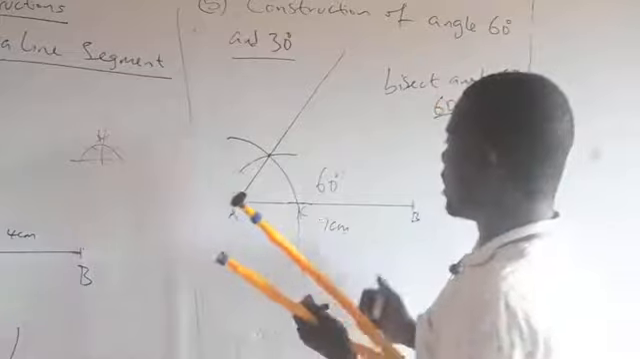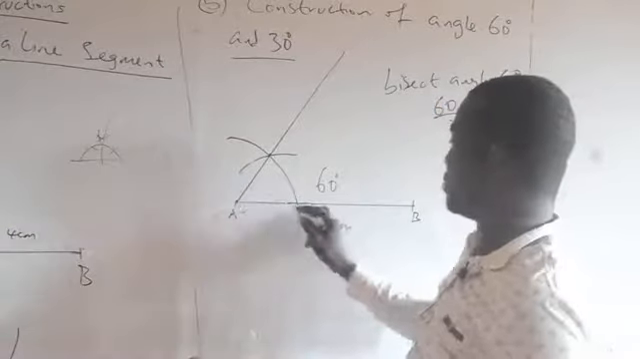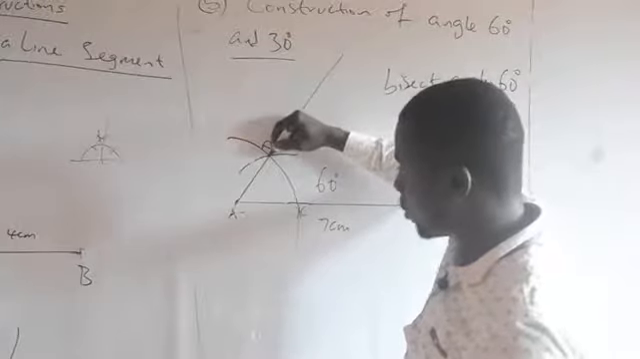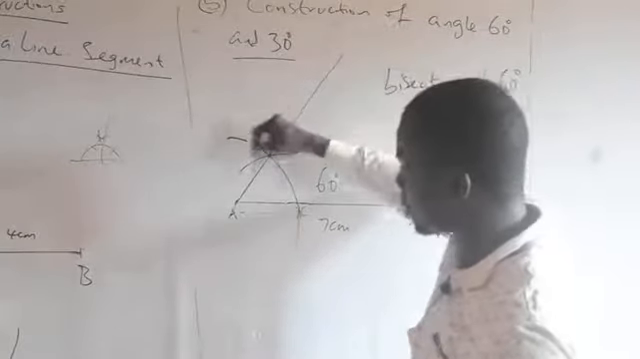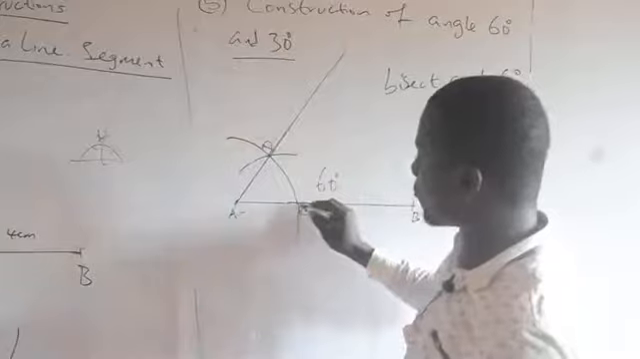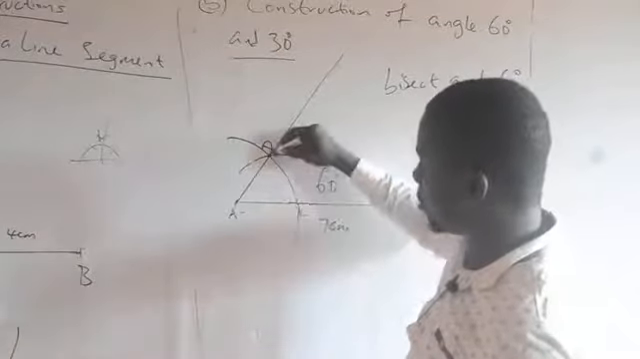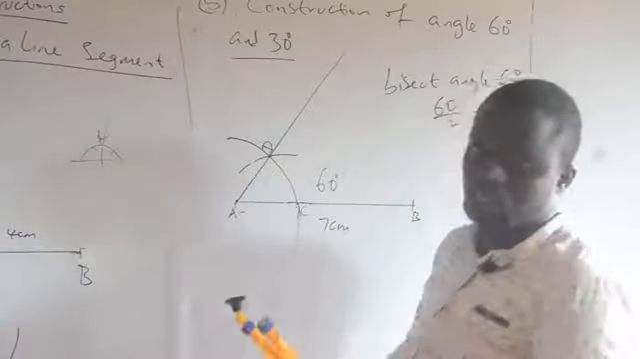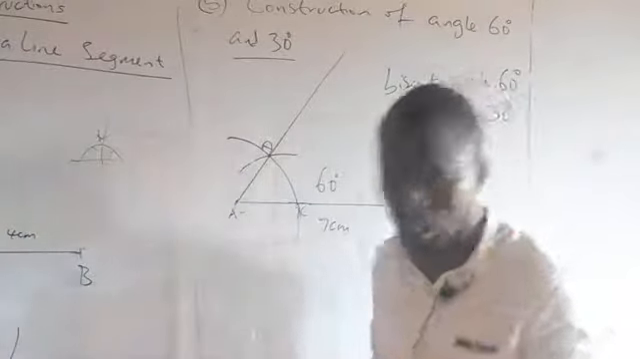Watch. Let me call here A, B, C. This place should be what? Point D, where this line passes through this arc. So we have point C and point D. Point C and point D is the size of the angle what? 60 degrees. How do you know that it is 60 degrees?